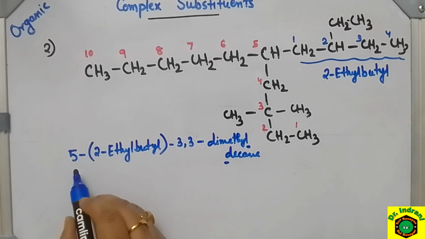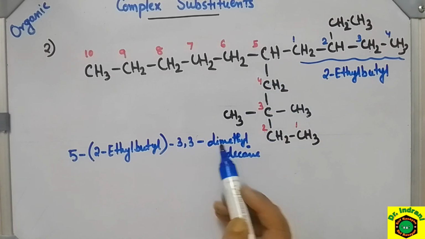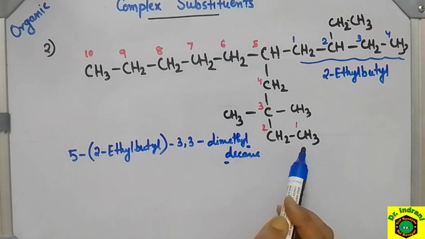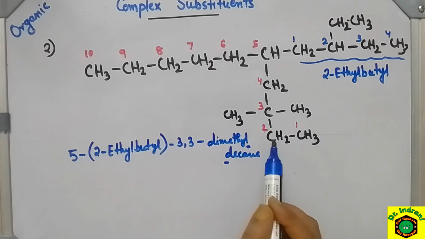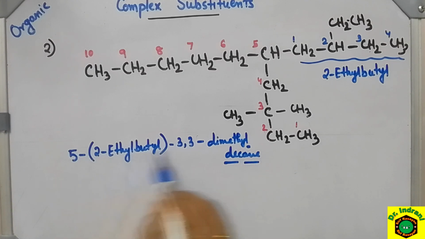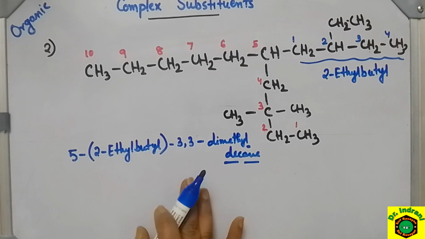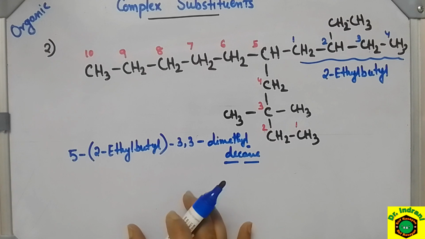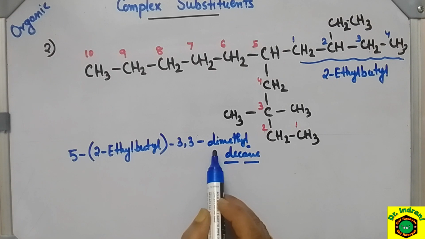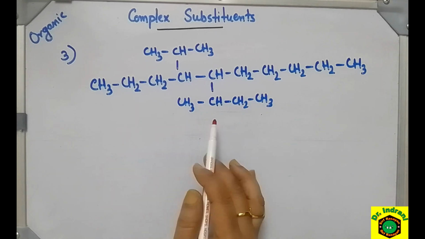Okay. So the name of the compound: at 5 position a 2 ethyl butyl group is there, and at 3 position, 3, 3, 2 methyl groups are there. So dimethyl. At the main chain 10 carbon atoms are there. At the parent chain 10 carbon atoms are there. So dec, this is the word root, and this is the primary suffix, and this one is the secondary prefix. Now another thing you have to remember here: at the time of writing the names of the substituents in alphabetical order, the prefixes di, tri, tetra, etc. are not considered.